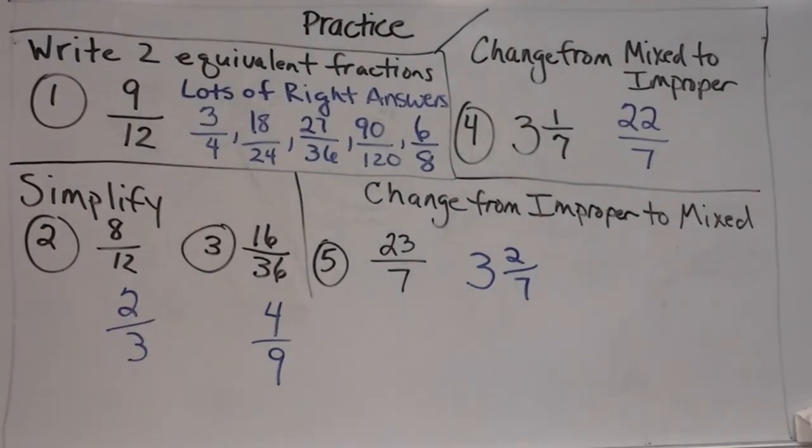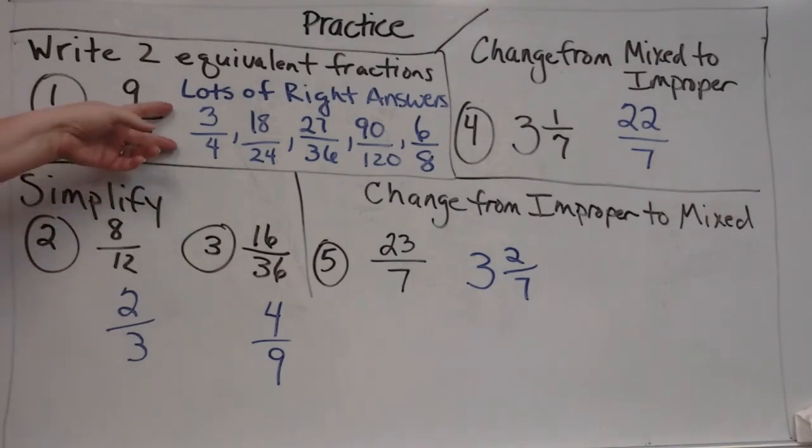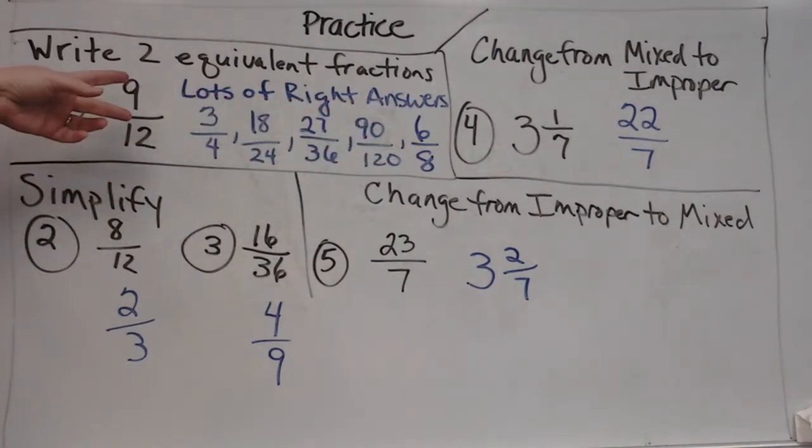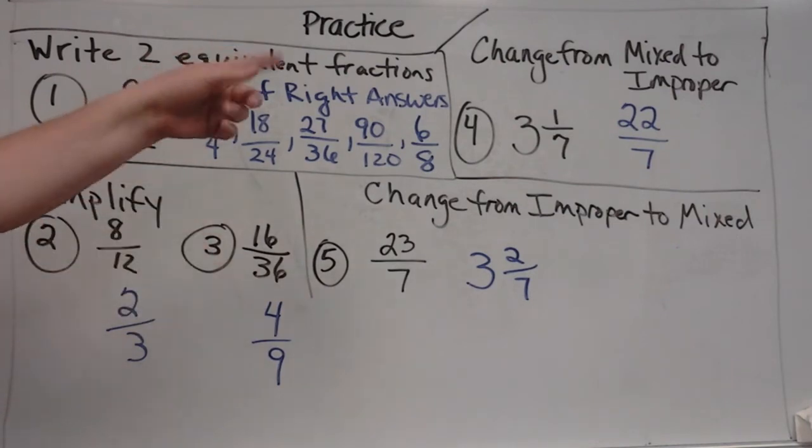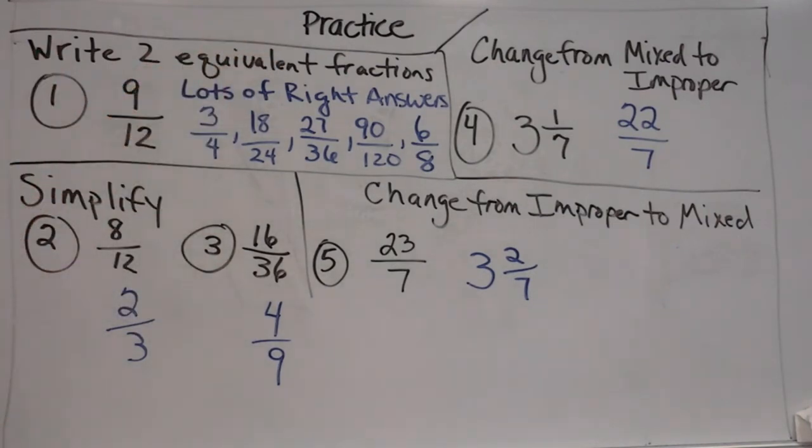Okay, here's the answers. Now, notice something. Number 1 has lots of right answers, because I could multiply the top and bottom by any number I wanted to get a new top and bottom. So these are just some of the right answers. You might have a different answer that's right. If you think you have a different answer that's right, write down the problem, write down your answer, and ask me in class tomorrow. Number 2 and 3 and 4 and 5, they only have one right answer. I hope you got them all right.